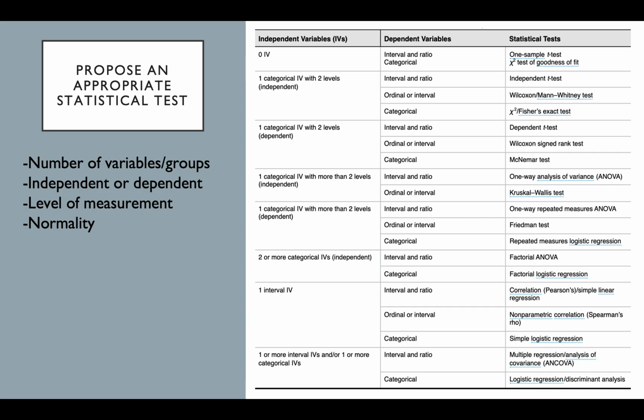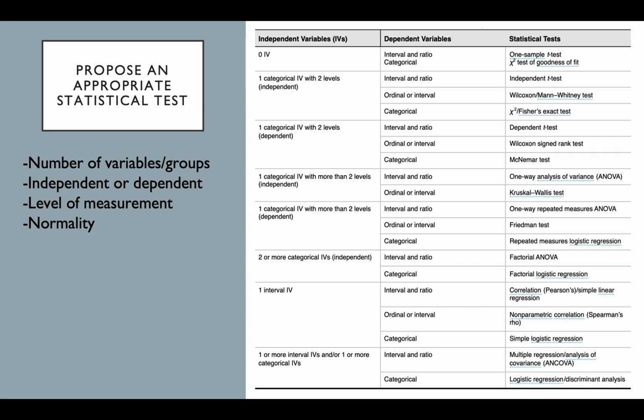Next, we will propose an appropriate statistical test. There are a whole bunch of different tests you can see. These ones are from your textbook. And the test will be based on these different things. So first, it'll be based off the number of variables or groups. Depending on how many groups you have, if you're comparing 2 groups, if you're comparing 3 groups of people, that will change which test you're using.